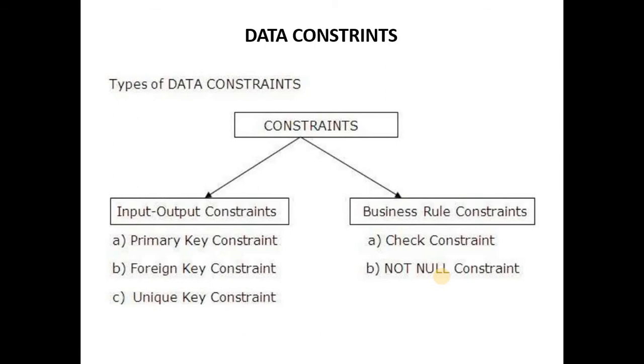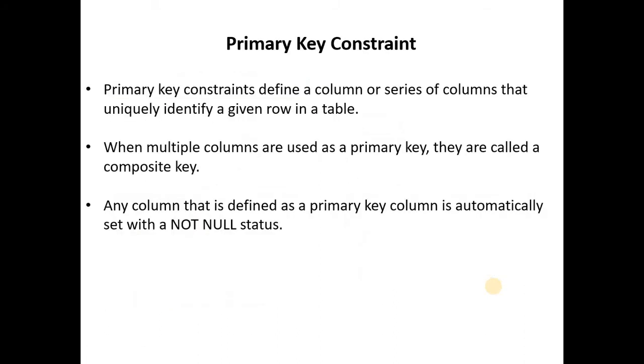Let us see the types of constraints. Input-output constraints: in that, you will get the primary key constraint, foreign key constraint, and unique key constraint. Whereas business rule constraints: within that, you will get the check constraint and not null constraint. So let us see each one of them.